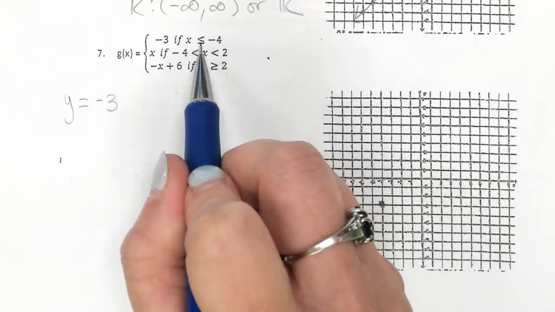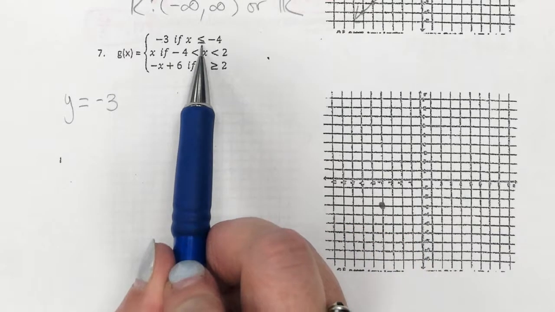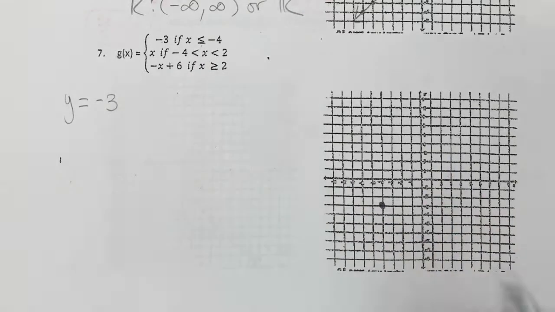Because it had an equal to with the negative 4. Alright, so y equals negative 3. Y equals negative 3 is a straight across line. So since it says x less than, it needs to go to the left. There you go.